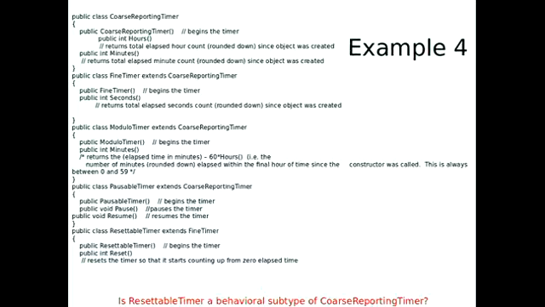So it hasn't overridden minutes, but it's changing these other methods. But no longer does minutes return the same thing. Minutes is no longer returning the amount of time since it was created. It's now returning the amount of time it wasn't paused since it was created. So it changes the semantics of what that means.